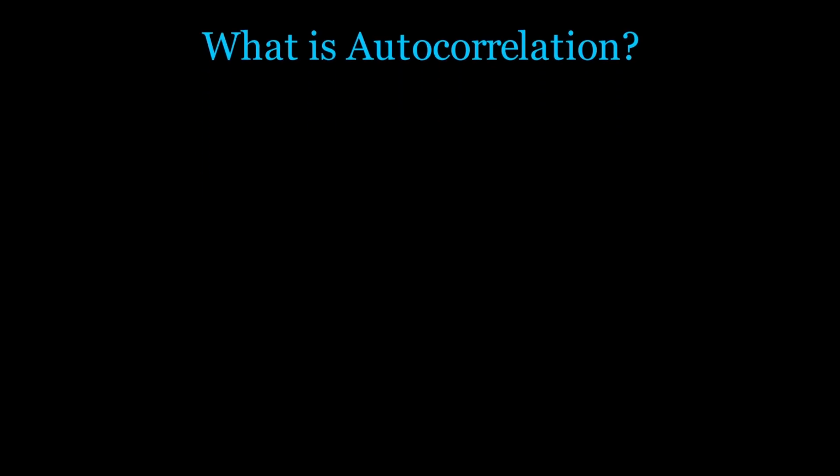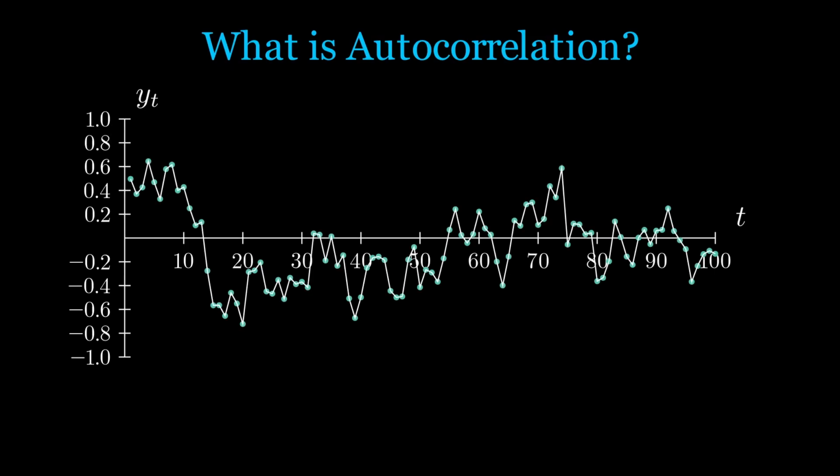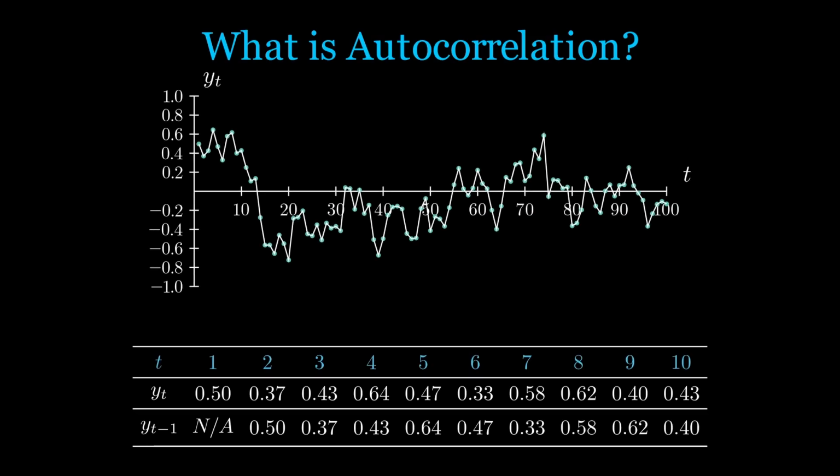Let's build up to autoregressive models by starting with autocorrelation. Autocorrelation is a measure of how a time series relates to its own past values. Consider this time series plot here, showing 100 data points over time. In the table below, we see the first 10 values from the time series. Our goal is to see if there's any pattern between the values and their previous or lagged values.